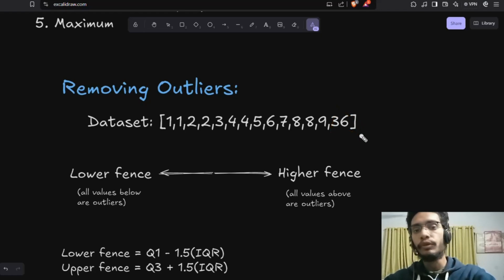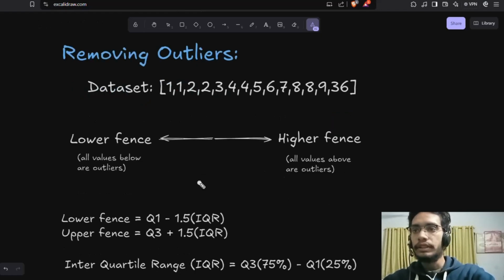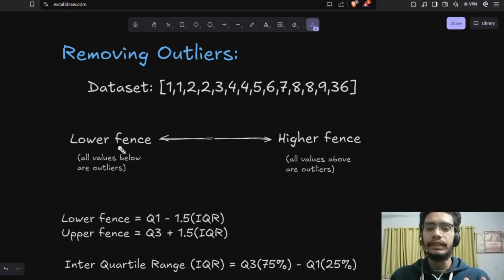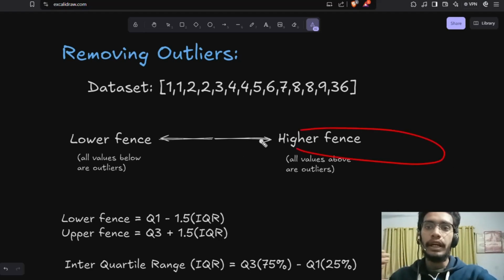Now, how are we going to remove this outlier? First of all, we need to set the lower fence and higher fence. Now, what is the lower fence and what is the higher fence? The lower fence, in simple terms, is a lower limit: all values below the lower fence are outliers, and all values above the higher fence, or the upper fence, are outliers.